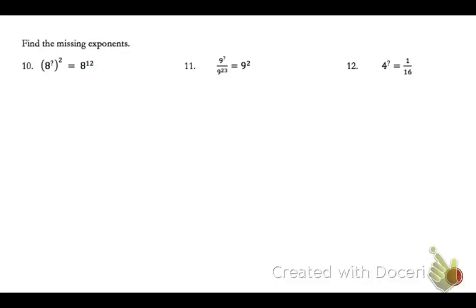Numbers 10, 11, and 12. So here, these are figure it out problems. So on number 10, we have 8 raised to some power, and then that raised to the second power will equal 8 to the 12th. So think about your properties.